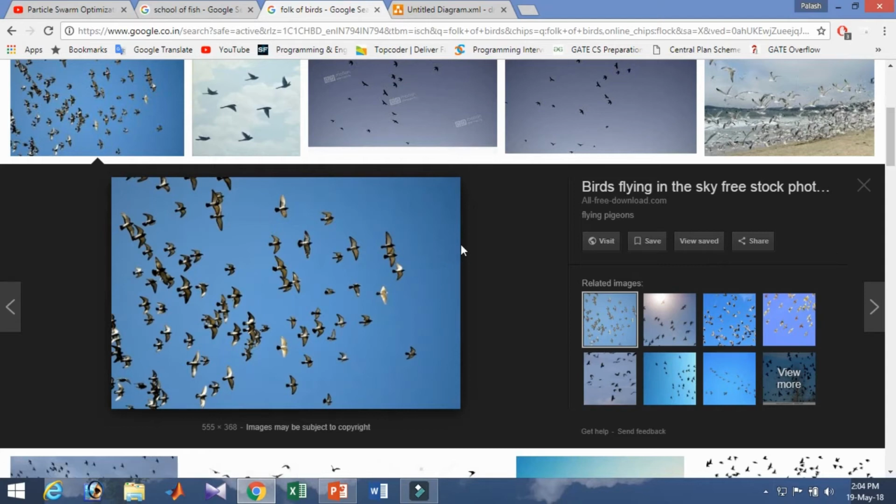Suppose the food is here, so it goes to the food, everybody will trend toward that direction. It is particle swarm optimization's best idea or best example.